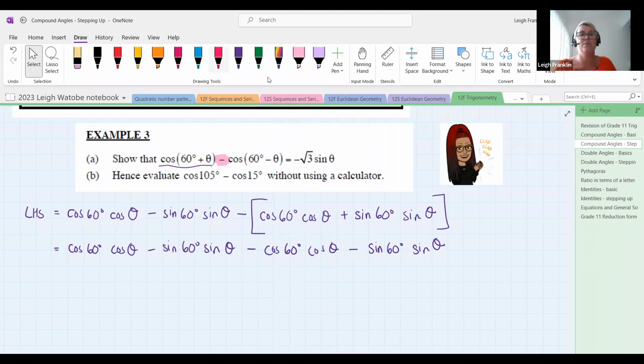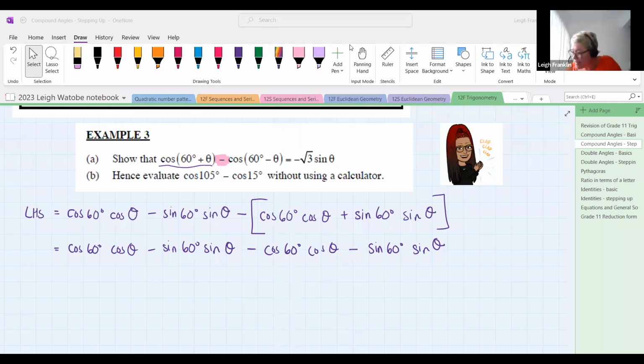Hopefully there's something that you see going on there. Absolutely. There are some like terms. Good. Well done. And some special angles. Absolutely. Good. Yes. So both are going on in this diagram. There are like terms and there are special angles. So let's deal with the like terms first and then worry about the special angles afterwards.